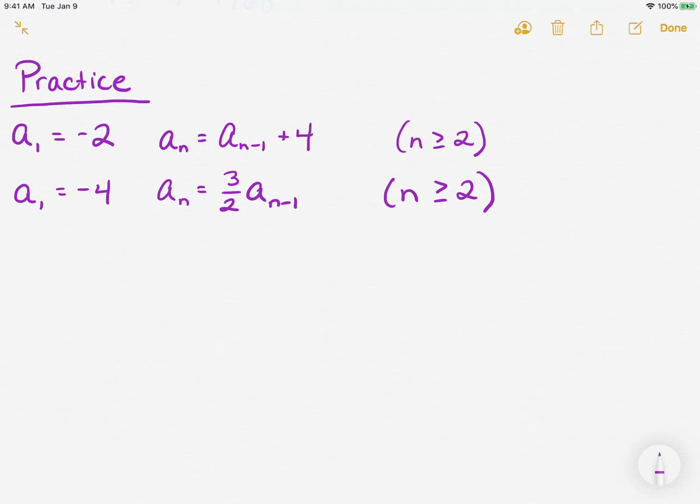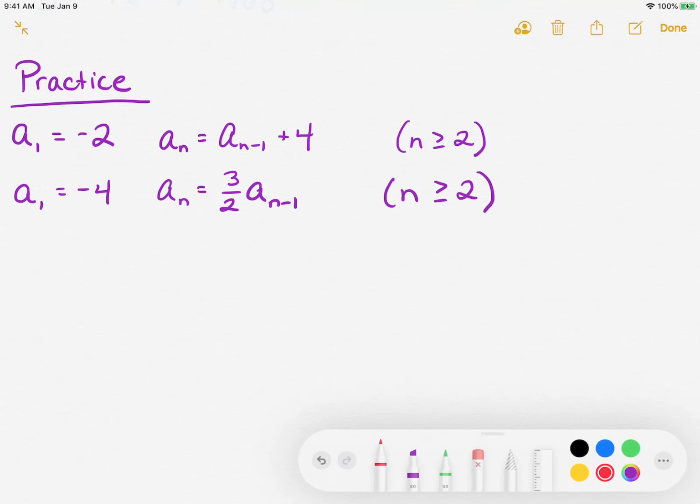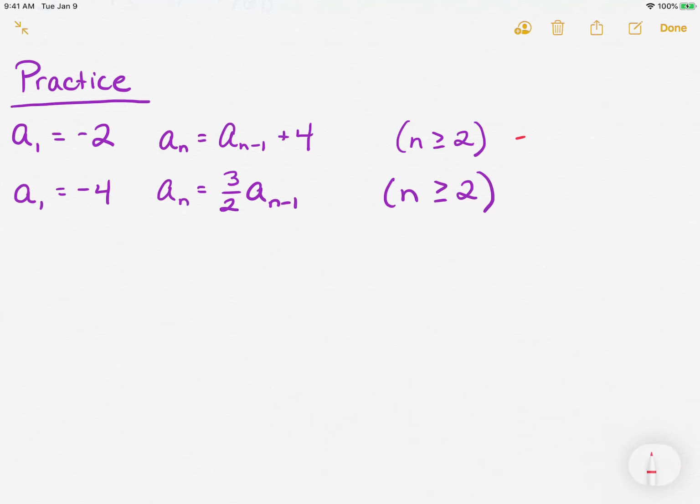So the first one, the plus 4, is that arithmetic or geometric? Arithmetic, because what am I doing every time? Adding. I'm adding 4. If you add something every time, that's arithmetic. If you add or subtract something, that would be arithmetic.